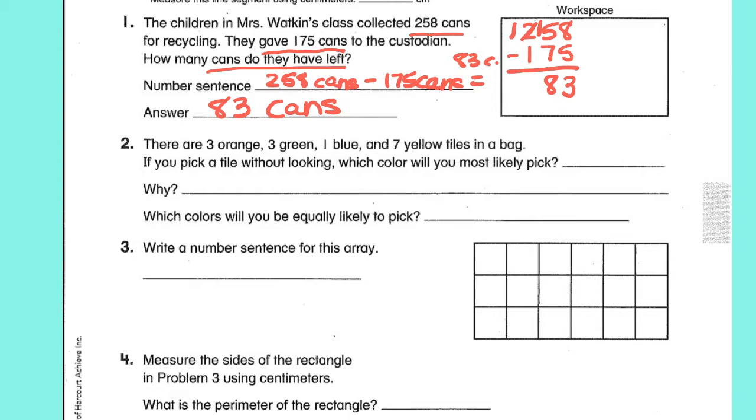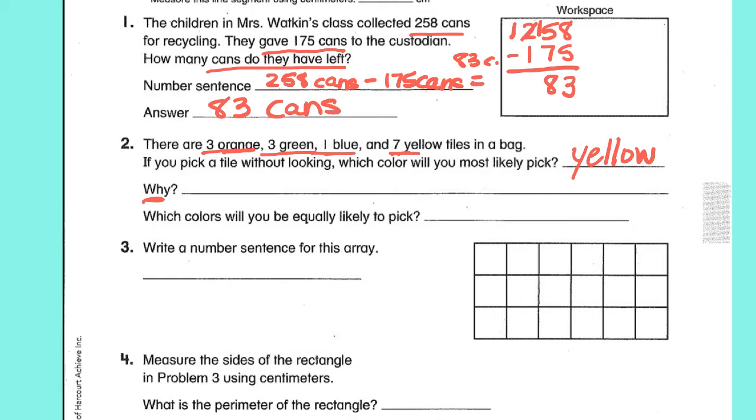Okay, number 2, there are 3 orange, 3 green, 1 blue, and 7 yellow tiles in a bag. If you pick a tile without looking, which color will you most likely pick? So let's look back. We have 7 yellow, 1 blue, 3 green, and 3 orange. So since we have the most of the yellow tiles, I think we would most likely choose yellow.